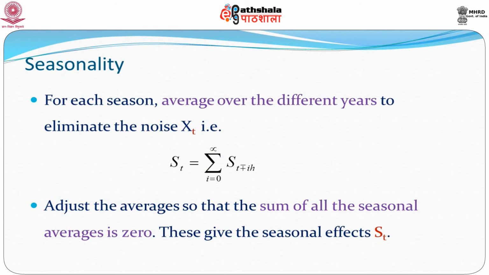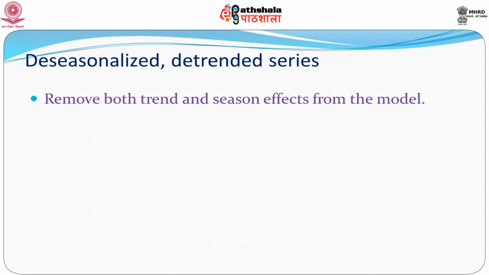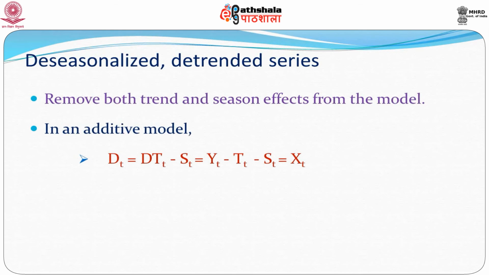adjusted to 0, so that you know that if you have a positive value, then it's above the average generally, and if it's a negative value, then it's below the average value. Okay. This gives the seasonal effects st, and when you have got the seasonal effects and you use those, then you get a much smoother curve like this. So when you have got the seasonal values, we can remove, like the trend, the seasonal effects as well, and we can get a detrended deseasonalized model.